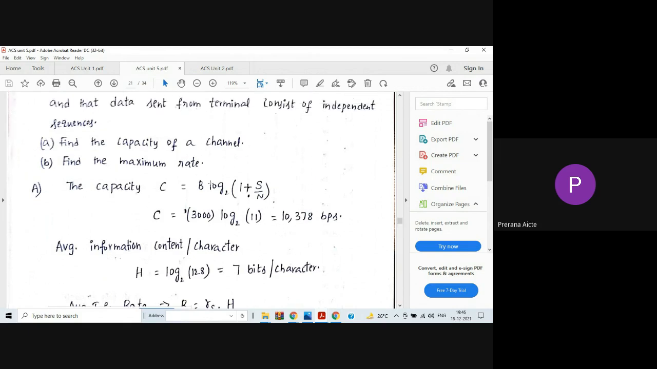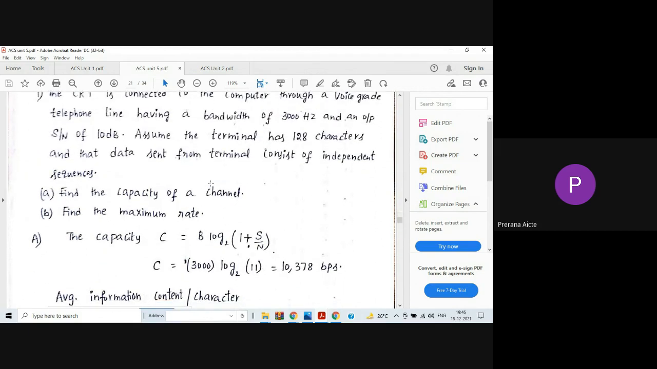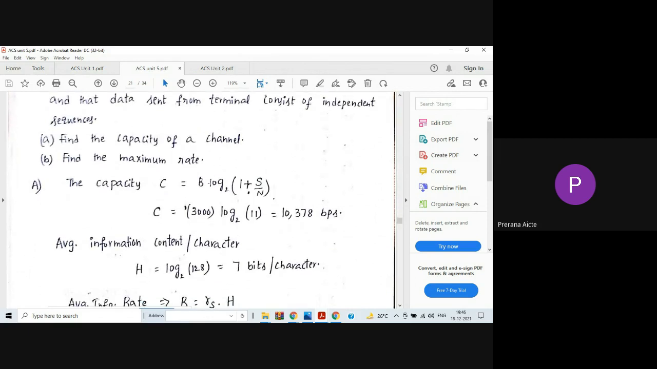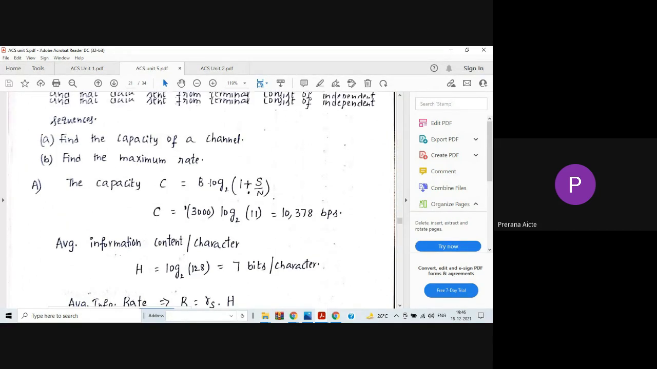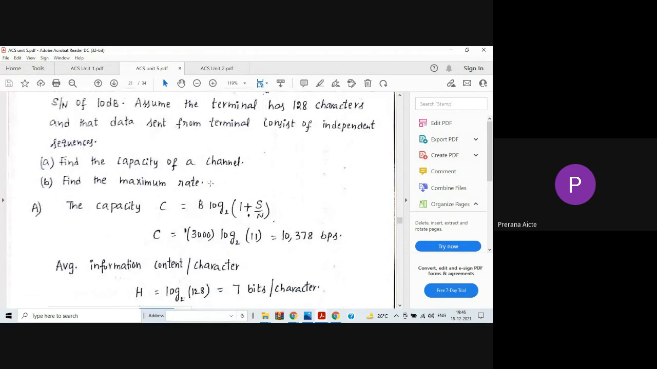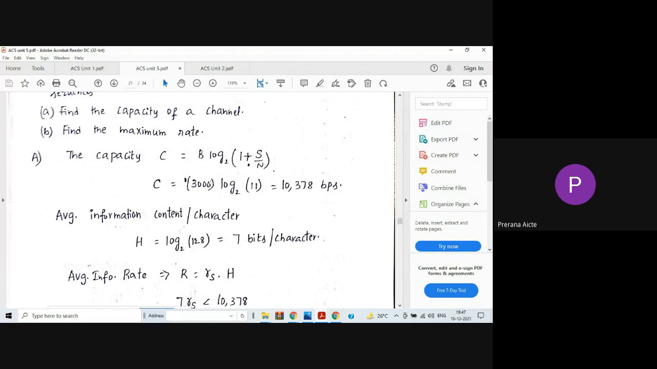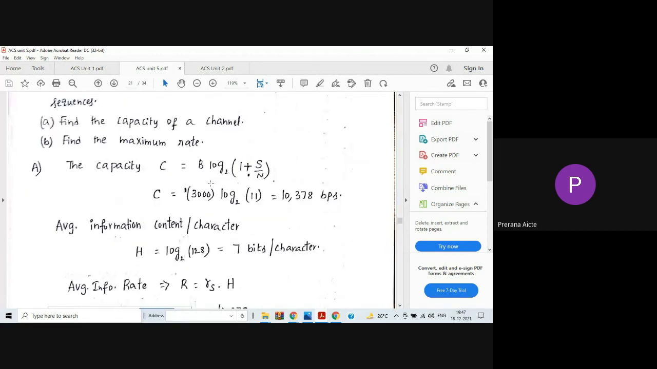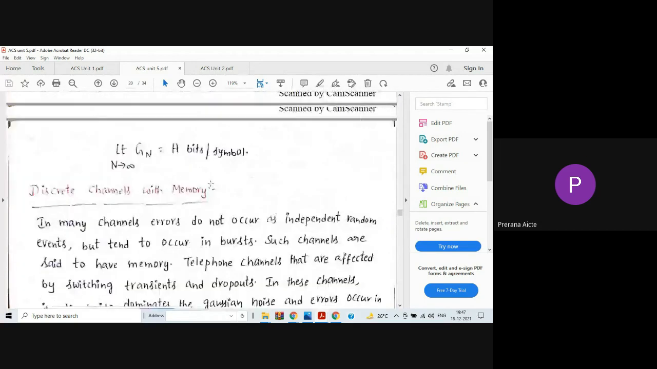Then they said they are transmitting 128 characters. What is the formula for average information content per character? H equals log base 2 of the number of terminal characters M. So H equals log M base 2. Here they have given this formula. See here.